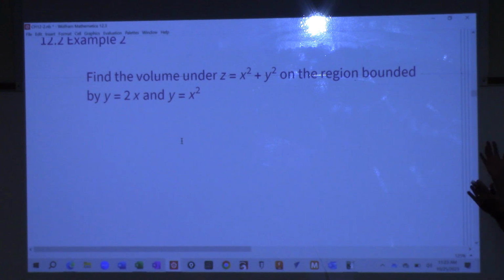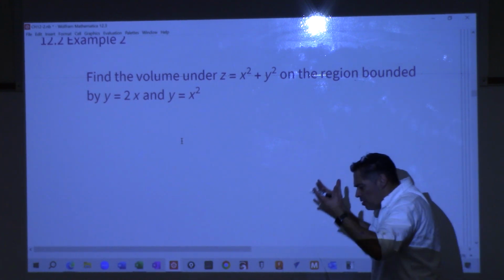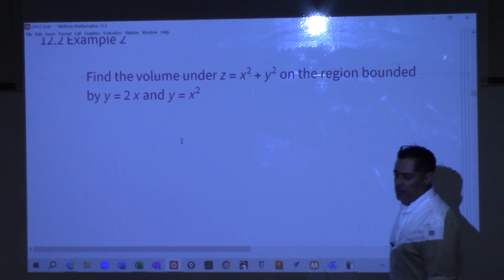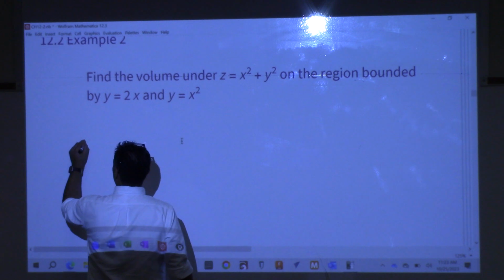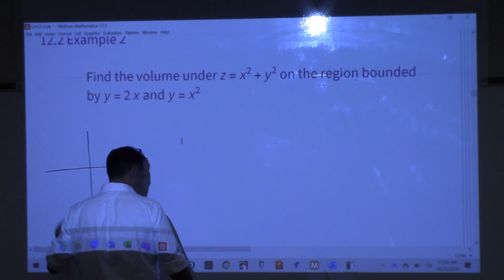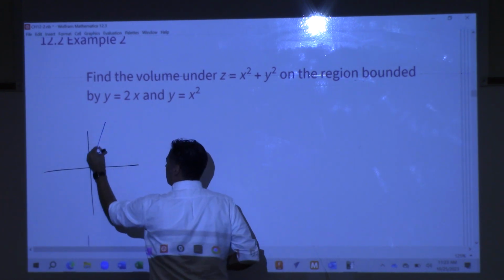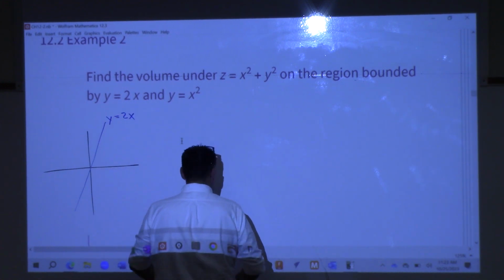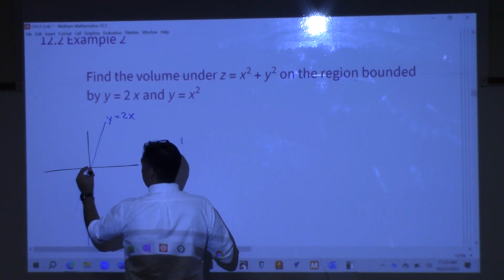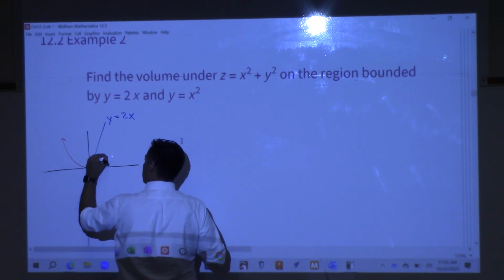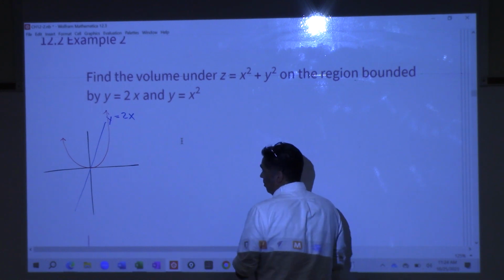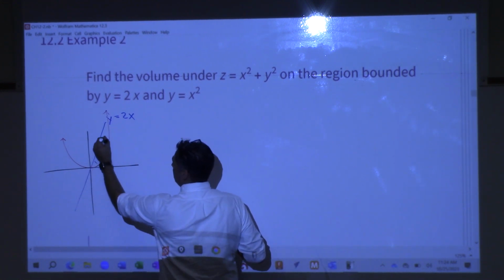We want to find the volume underneath this cone bounded by y equals 2x and y equals x squared. I'm going to start with that domain on the ground. Let's try and work quickly through that. Y equals 2x is a line of slope 2. Y equals x squared is a parabola that does this, right? So the region bounded by those two is this region right in here.